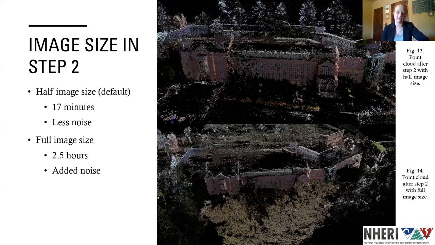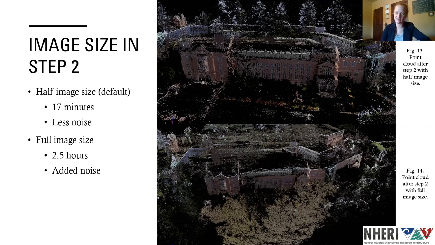Then finally in step 2, I got to work with the same setting where you can adjust the size of the images. I looked at both half image size, which is the default option again, and increasing the image size. These are actually taken from the data that I collected myself. The top image is a pretty nice looking point cloud of this building. It processed in only 17 minutes, and it's a bit noisy around the edges, but there aren't a lot of extra points that need to be gotten rid of. On the bottom, I used full image size for the processing option.